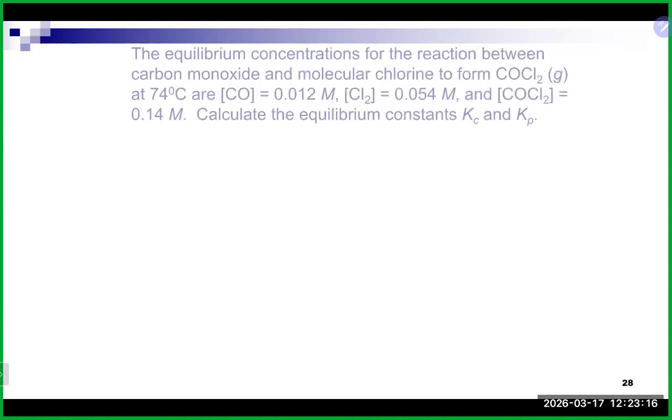All right. So why don't we try one with the calculation here and see how we do? The equilibrium concentrations of the reaction between carbon monoxide and molecular chlorine to form COCl2 at 74 degrees Celsius: the concentration of CO is 0.012, 0.054 for Cl2, and COCl2 is 0.14. We want to calculate both the Kc value and the Kp value. Give it a go.